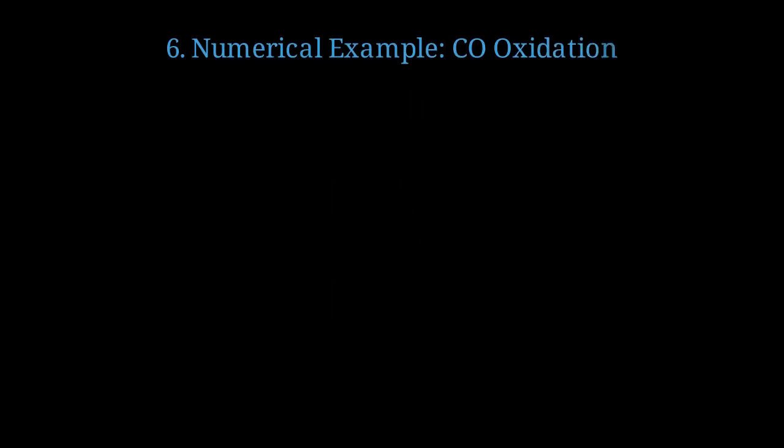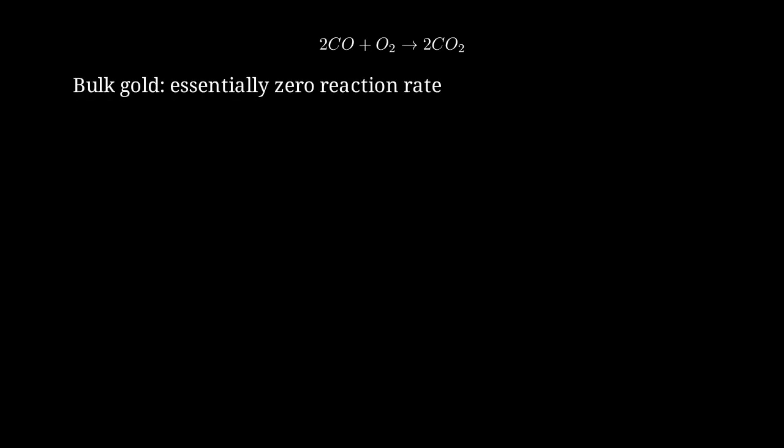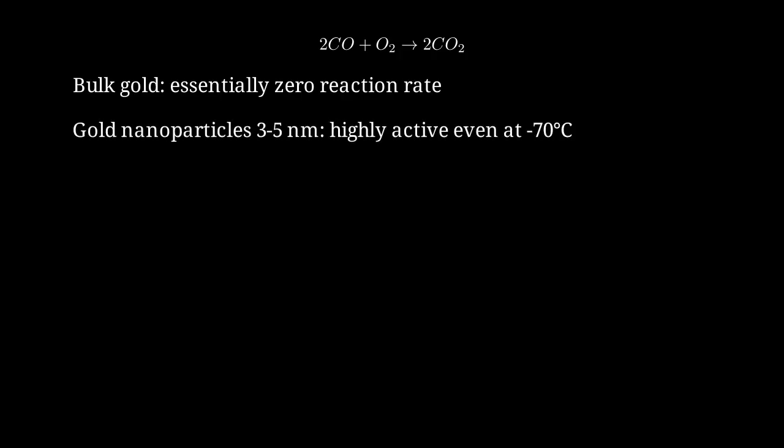Let's look at a real catalytic reaction. Carbon monoxide oxidation on gold nanoparticles. Gold nanoparticles catalyze the conversion of toxic carbon monoxide and oxygen into carbon dioxide. On bulk gold surfaces, this reaction proceeds at essentially zero rate at room temperature. But gold nanoparticles between 3 and 5 nanometers in diameter are highly active catalysts, even at minus 70 degrees Celsius. The molecules adsorb onto the gold nanoparticle surface, react, and the product desorbs, completing the catalytic cycle.